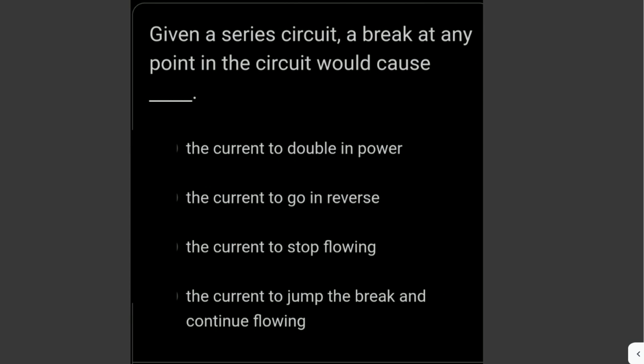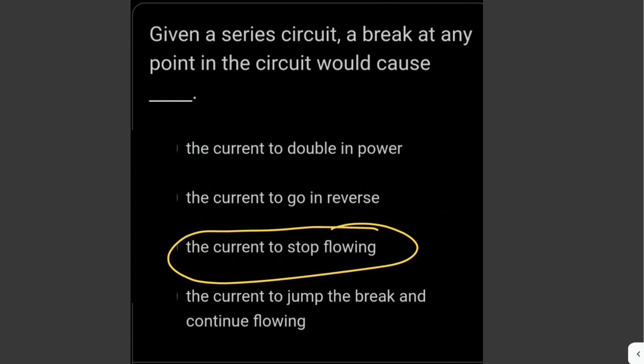Given a series circuit, a break at any point in the circuit would cause blank: the current to double in power, the current to go in reverse, the current to stop flowing, the current to jump the break and continue flowing. The electricity in a series circuit only flows in a single direction, and therefore a break in that circuit causes the entire circuit to cease functioning. So the answer here is this one: the current to stop flowing.